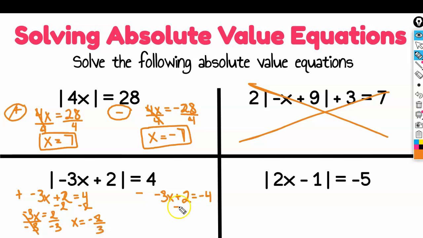For my other one, I subtract 2. And I've got negative 3x equals negative 6. And I divide by negative 3. And I find that my other answer is x equals positive 2. So these are my 2 answers.